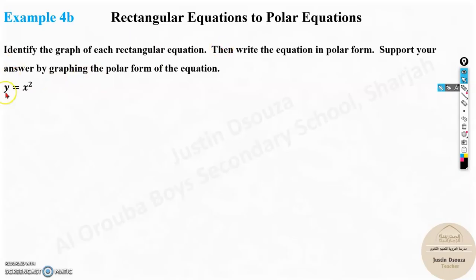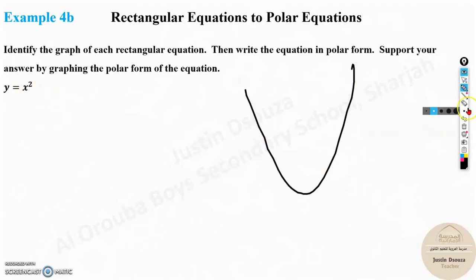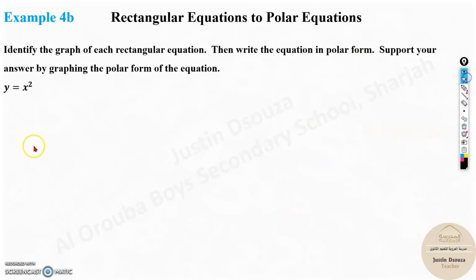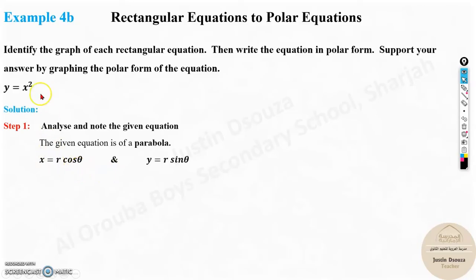Here the same question, but we have been given y equals x square. Looking at this, you know this is a parabola. x square is a parabola. So this is the graph. You can easily tell it. How do we convert it? Same thing, just like what we have done before. Now over here there is only y and x square, nothing other than x and y. So directly substitute the formulas.